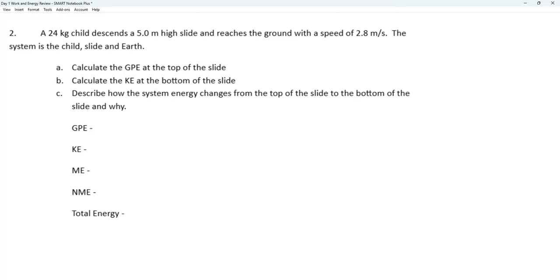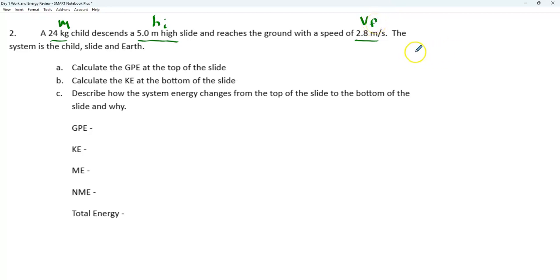All right. Going on to the next problem, it says there is a 24 kilogram child, so that's the mass, that starts at the top and descends a 5 meter high slide. So this is actually a really big slide. It's starting there, so I'm going to say height initial, h_i. It reaches the ground at a speed of 2.8 meters per second. So that's a velocity, and it's the velocity at the end.